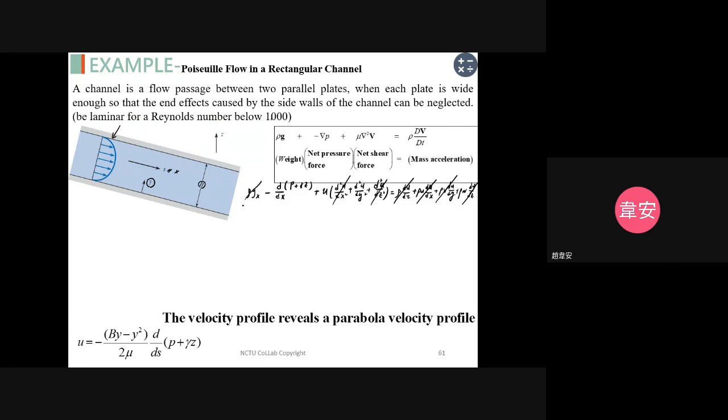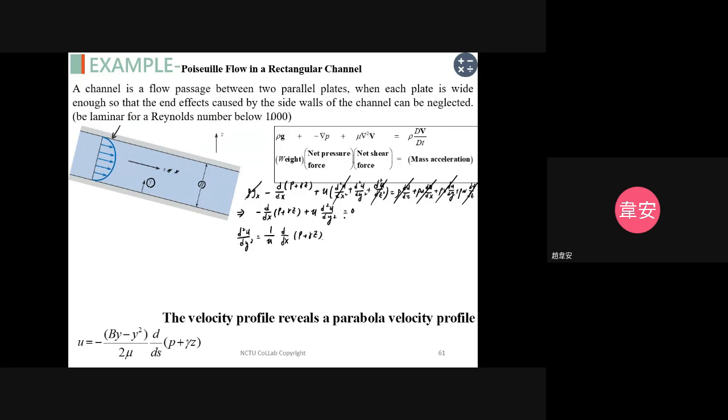So finally, what do we have? We have minus d/dx of the piezometric pressure, gamma z, plus mu d²u/dy² equal to 0. Okay, so we can make the balance, and we know that d²u/dy² is equal to 1 over mu times the derivative in x of the piezometric pressure.